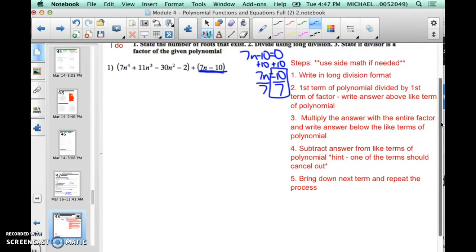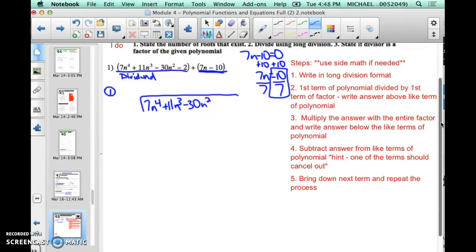All right. Now, the first step, if I'm going to do this, is I'm going to write in long division format, and that's a skill probably from elementary school. The first step here, I'm going to use the division box. Hopefully that looks familiar to you. Inside the division box goes the dividend. Please label this dividend. So 7n to the 4th plus 11n cubed minus 30n squared.